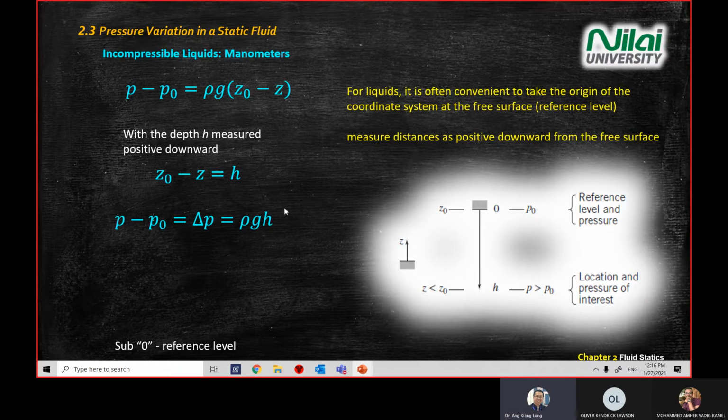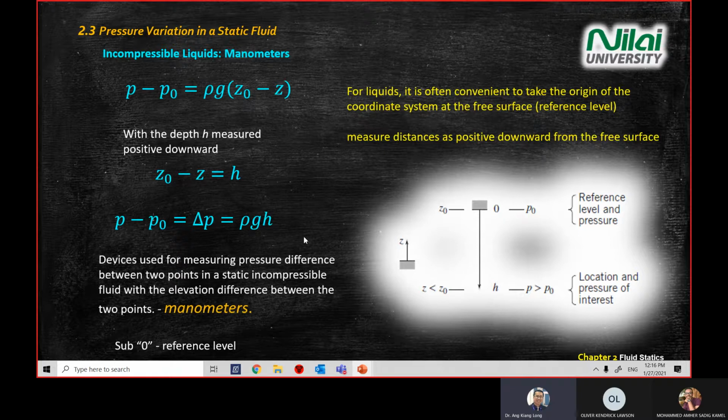So the equation above, the change of pressure, P minus P0 equals rho GH. This is what you learn in your dynamics class, right? This equation, change of pressure equals rho GH, was used for a device called a manometer. A manometer is used to measure pressure difference between 2 points in a static incompressible fluid.